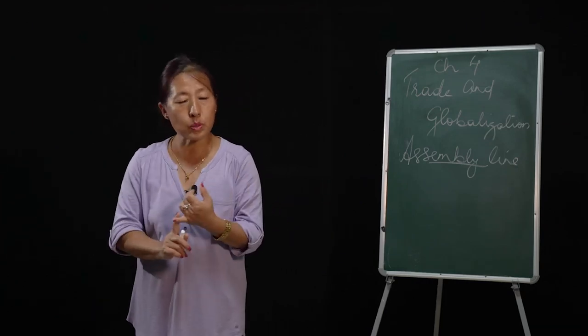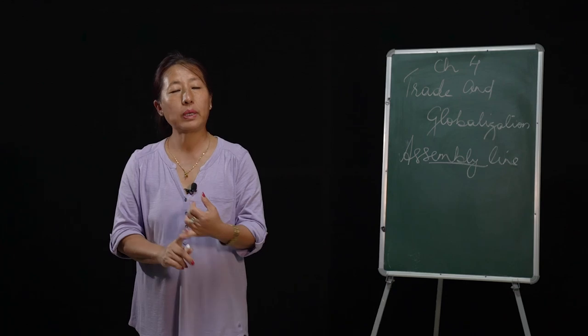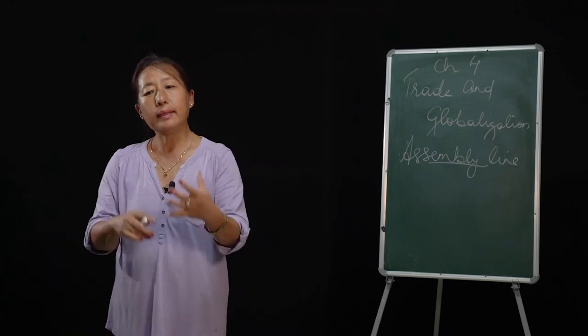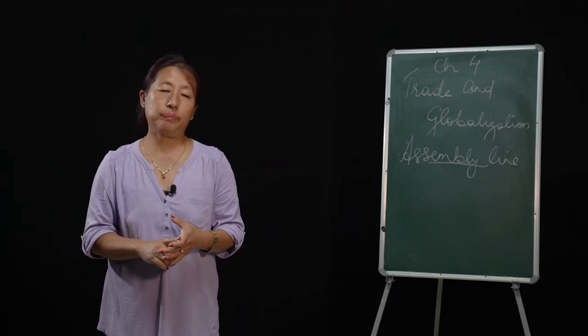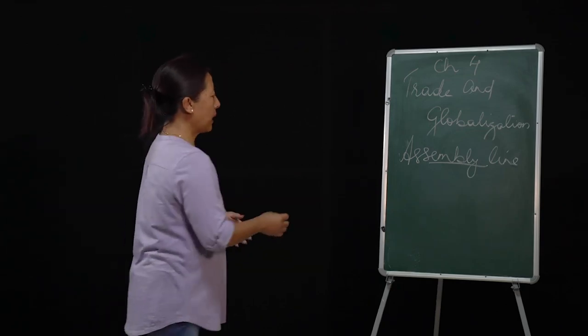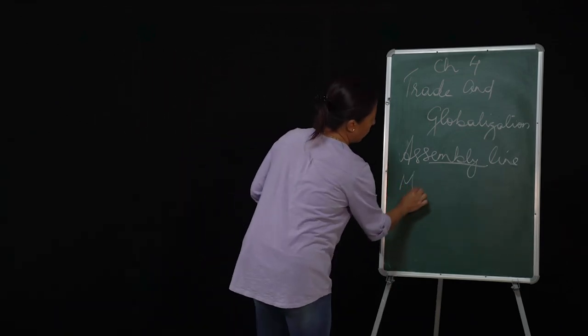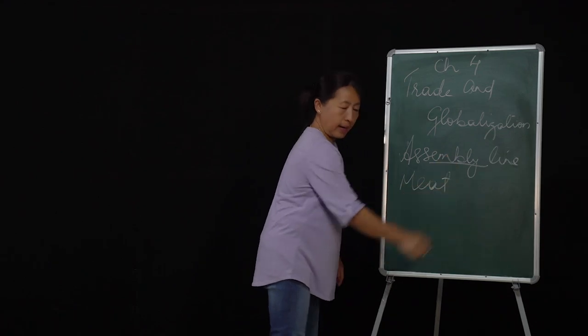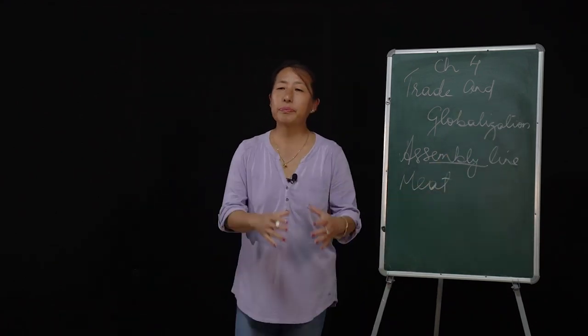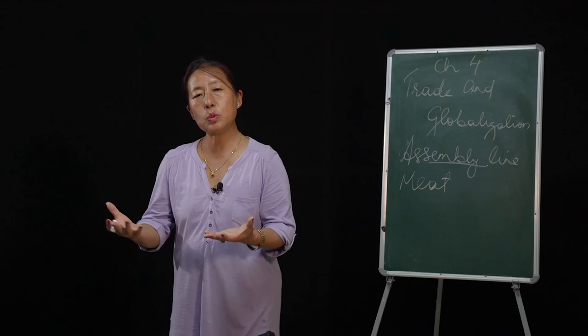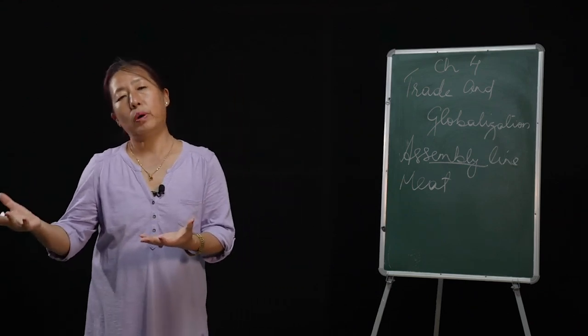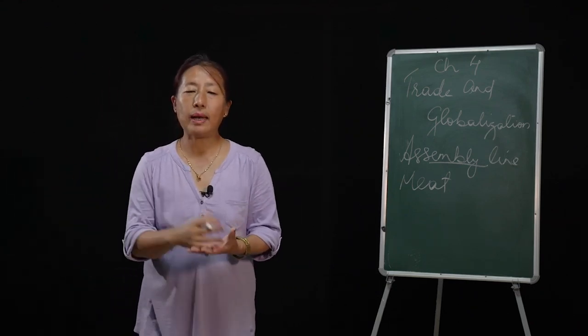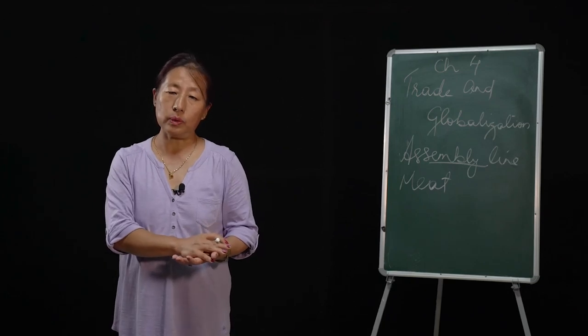So cars were also developed more. They went in for mass production. Then talking about meat. Regarding this meat, what they did was, the Americans used to export lots of animals, live animals, to the outside world.